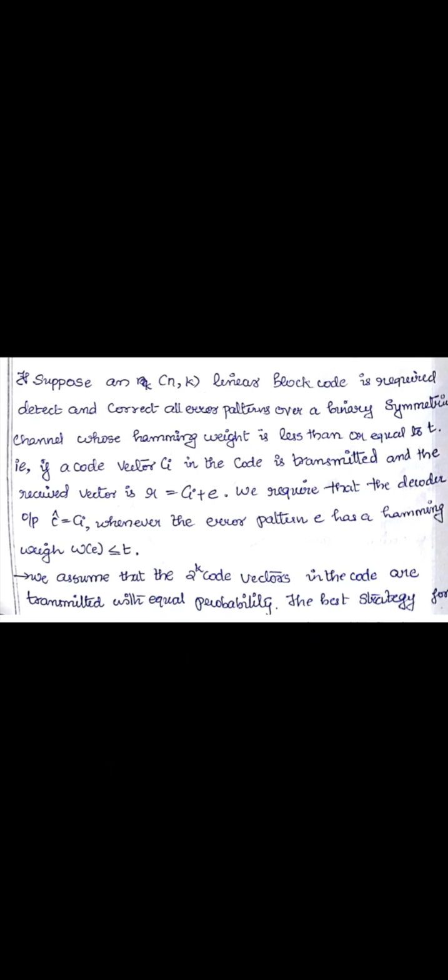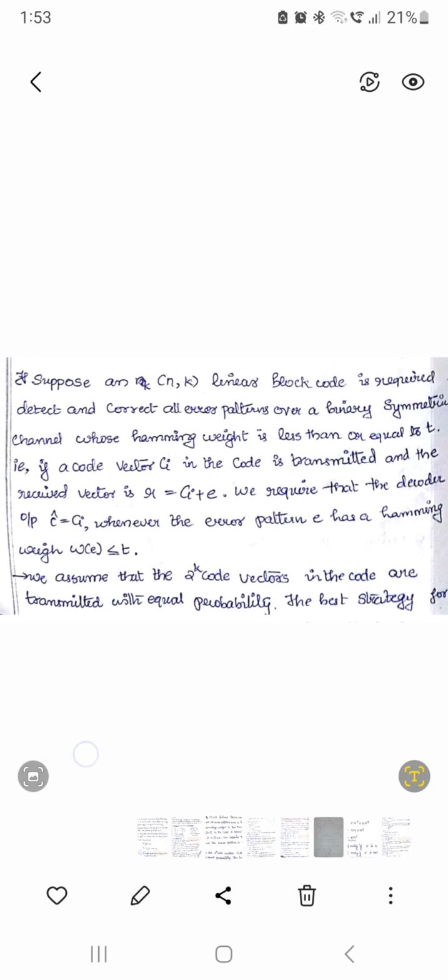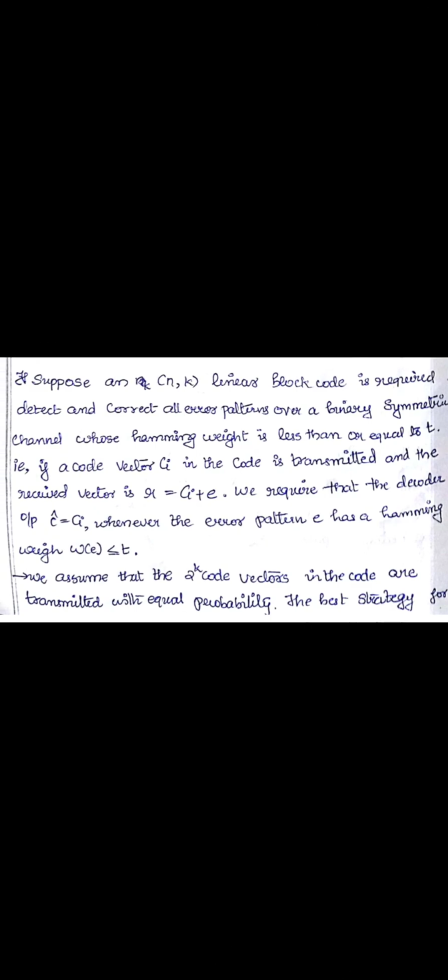So the decoder output is C cap equal to Ci. C cap is nothing but the estimated code word, which is Ci, whenever the error pattern E has a Hamming weight W(E) less than or equal to t. So this t is the error, and the weight of the error should be less than or equal to t.